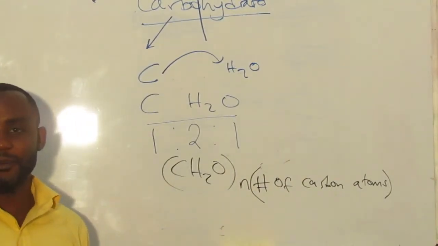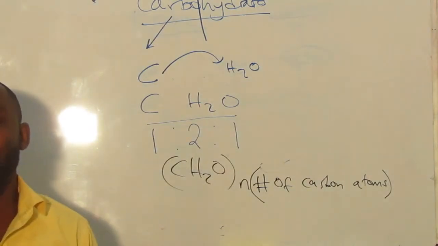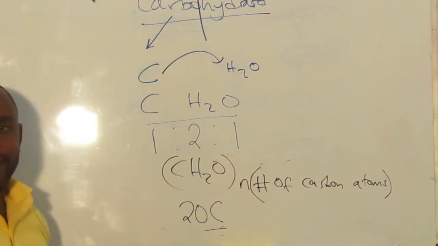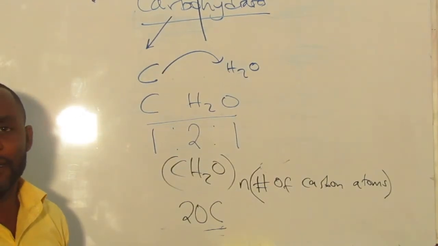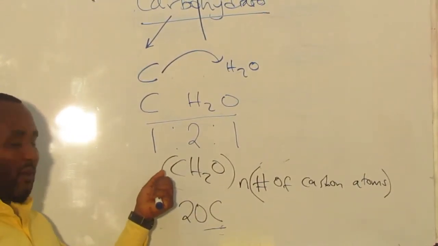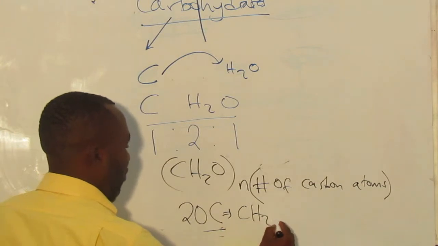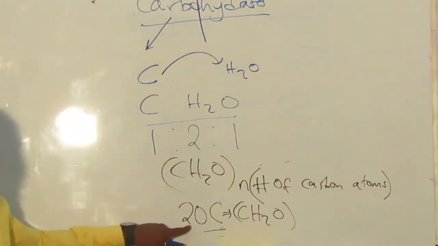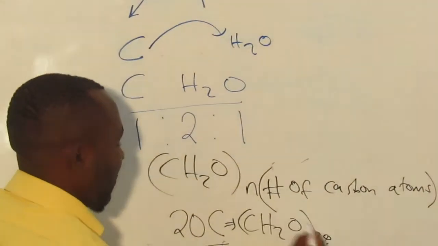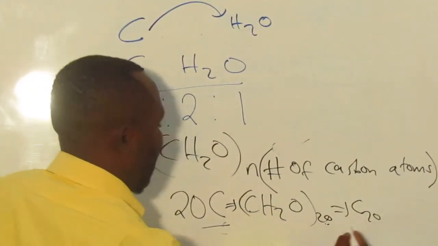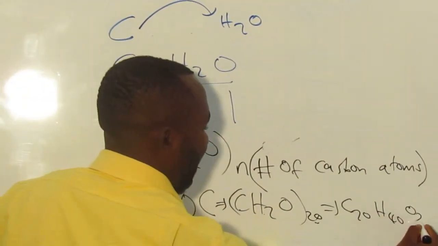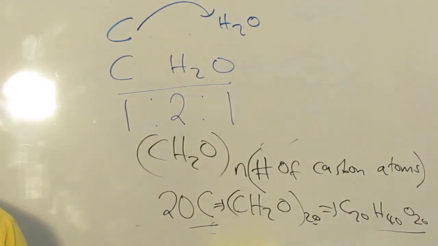What does this mean? Suppose I asked a question to say, a carbohydrate had 20 carbon atoms. What is its expected molecular formula? How can you go about answering such a question? Simple. All you should do is use the formula (CH2O)n. We are saying that a carbohydrate has 20 carbon atoms. So you put 20 where there is n, and then you multiply 20 throughout. 20 by C, C20. 20 by H2, H40. 20 by O, O20. It means you've come up with a molecular formula of carbohydrates.